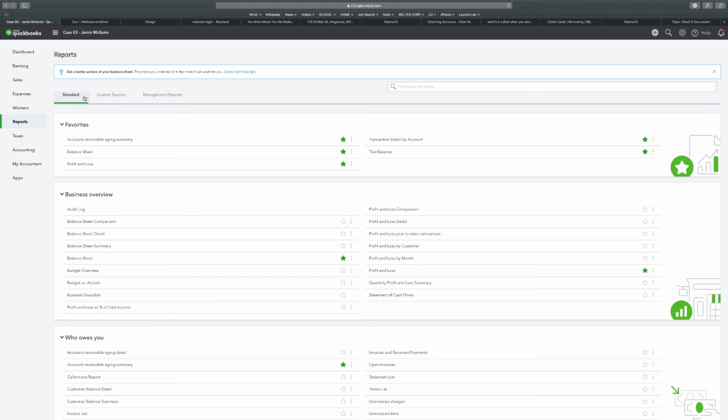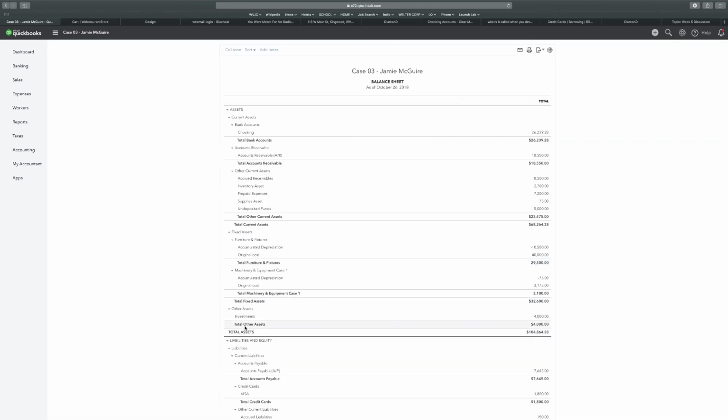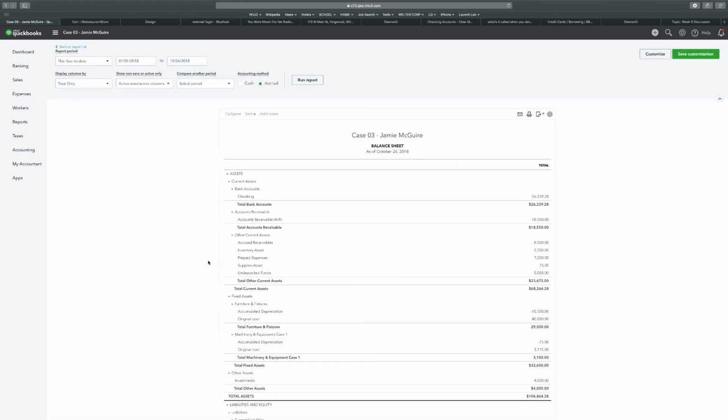A balance sheet. So if I go back to standard reports, where I'm at, I got balance sheet right here, and obviously it's one of the ones that's saved. Balance sheet's found in business overview, and this is showing me a balance sheet as of this date, right? So I want to change that. Balance sheets are a snapshot in time, so it doesn't matter what this first number is. It's always going to show me what it's at this number, this date right here.